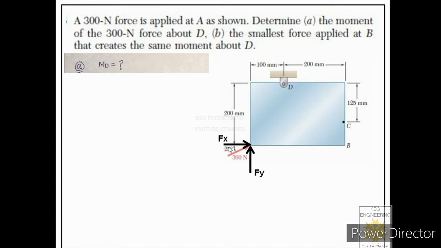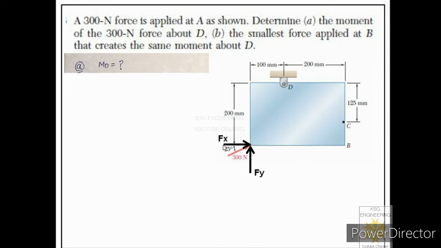So we have labeled the horizontal component as Fx and the vertical component as Fy. Now we will find the moments because of these two components. Let us first see the moment because of this component. In order to find the moment of this component about D, we need to find its magnitude first, then its moment arm.